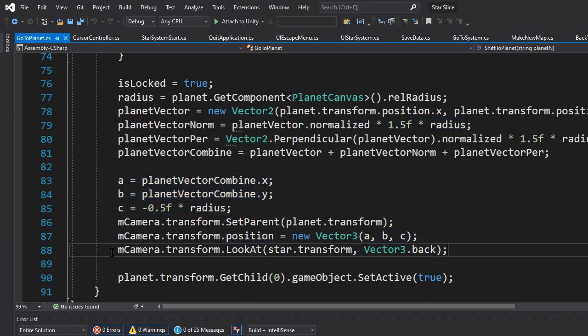And then we just tell it to look at the star. And this vector 3 back is telling the camera what direction is up. So in this case, up is negative z, I believe is what this means. So with that, I believe that was the final, well, not the final hurdle, but certainly the last major coding achievement, let's say.